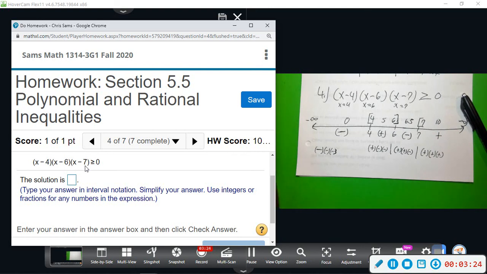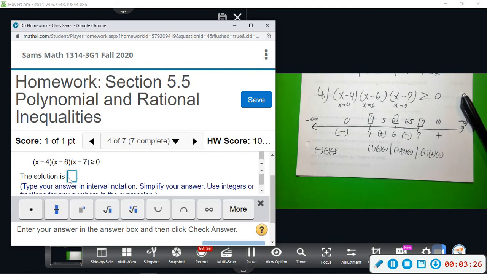Alright, so the solution is 4 to 6, and then the union, the other part is going to be 7 to infinity. And close parentheses.